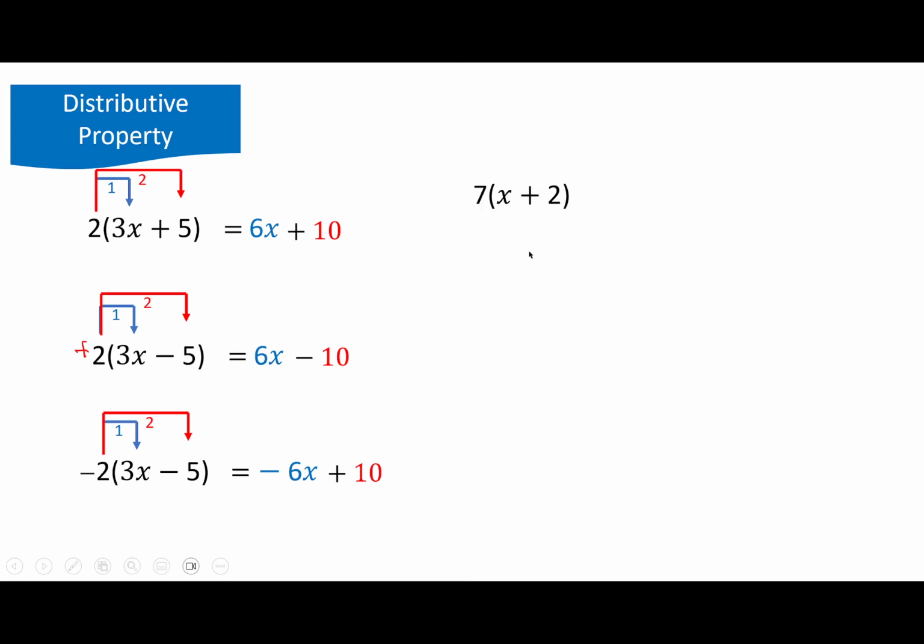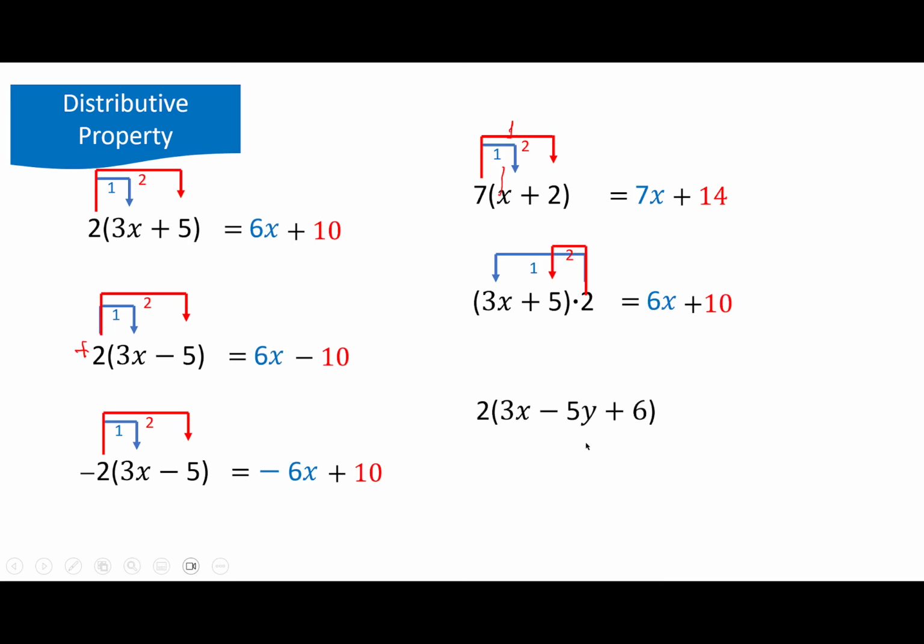When you don't have something here, that means you have a 1, okay? So that's 7x plus 14. If the number happens to be outside on this side of the parentheses, you can move it to the other side, or you can do it like this. It's a very similar way. It's very rare that you will see more than two terms here, but the method is the same. 2 times this, 2 times this, 2 times this, and pay attention to the signs, okay?